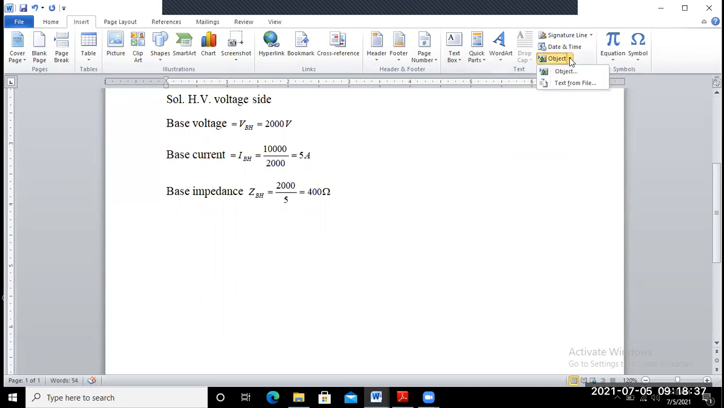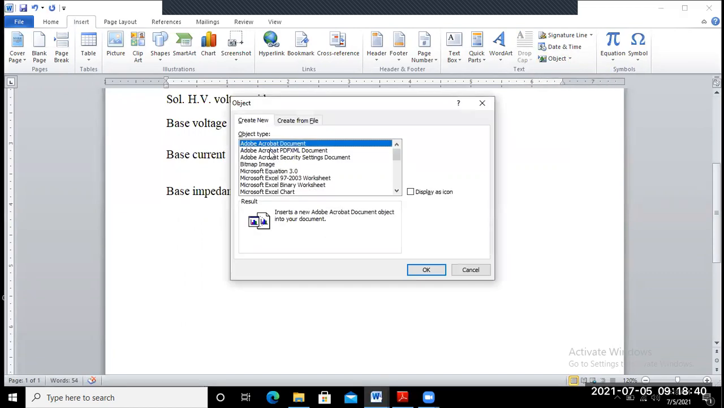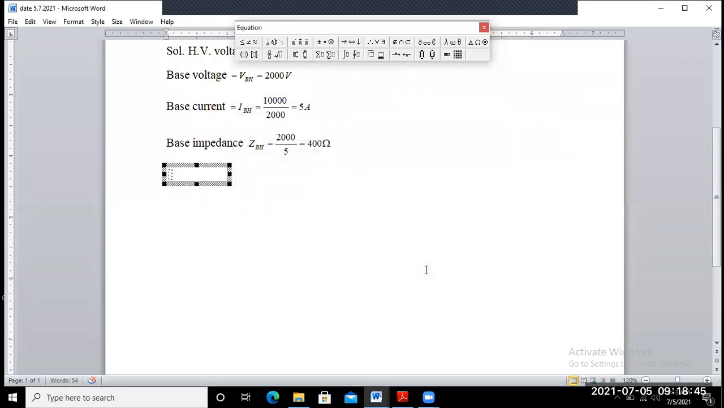R1 per unit equal to R1 divided by base impedance. Actual value of the high voltage side divided by base impedance value. So this one is given to you, 3.6.